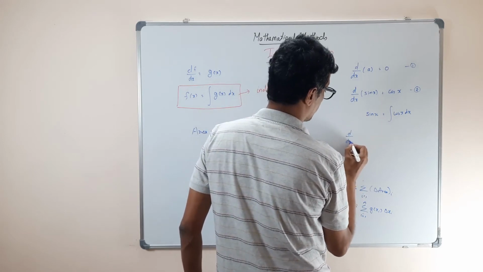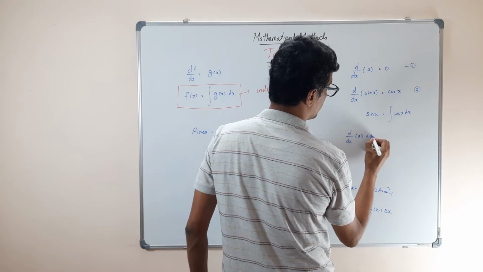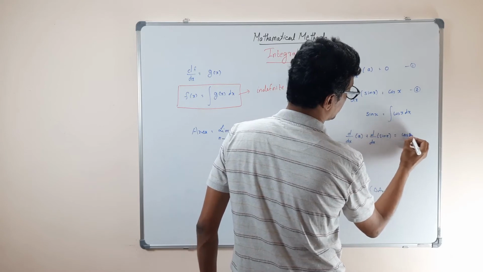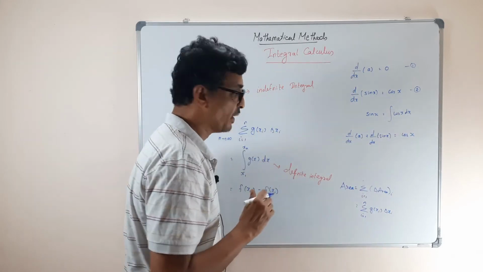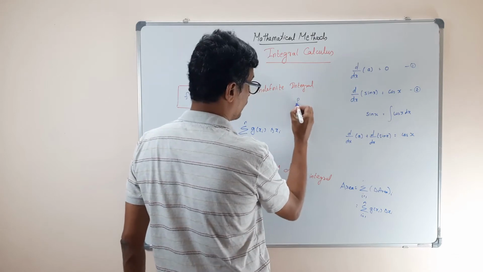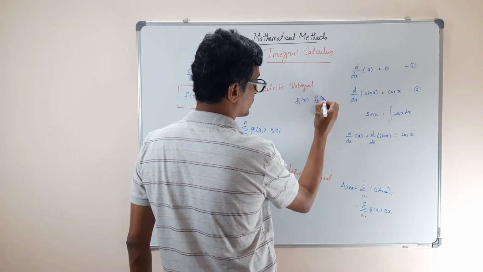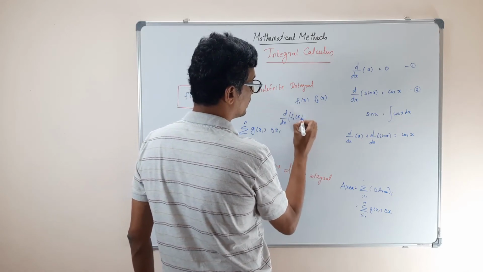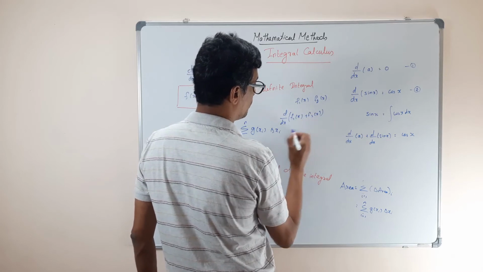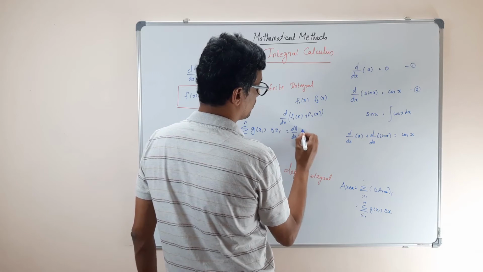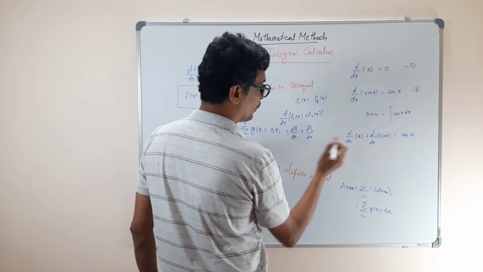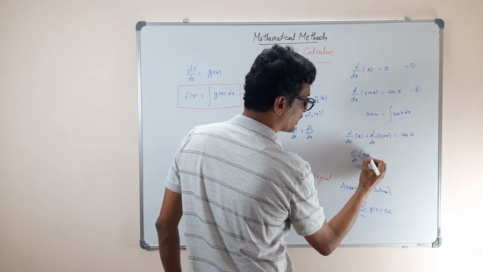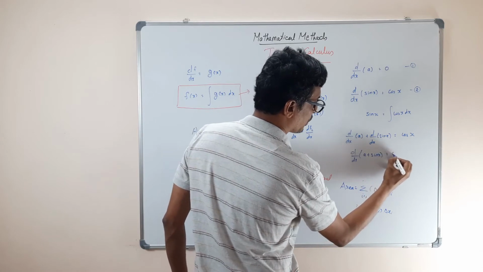d by dx of some constant a plus d by dx of sin x will be equal to cos x. Now, if you remember, we had one property, f1 of x, f2 of x, correct? So d by dx of f1 of x plus f2 of x will be equal to df1 by dx plus df2 by dx. So this can be written as d by dx of these two functions, a plus sin x, will be equal to cos x.